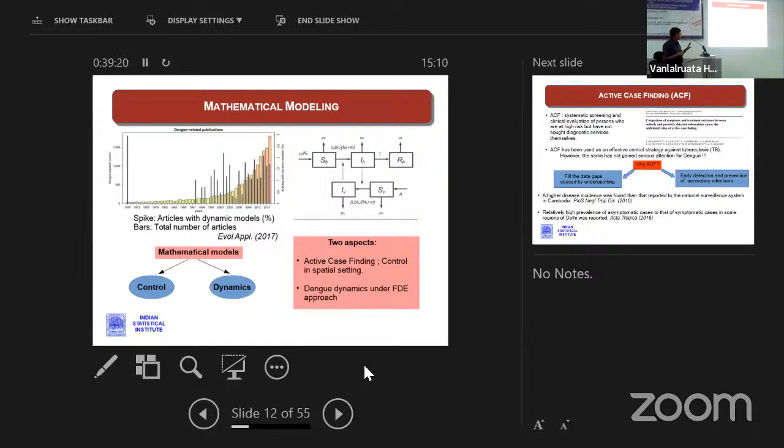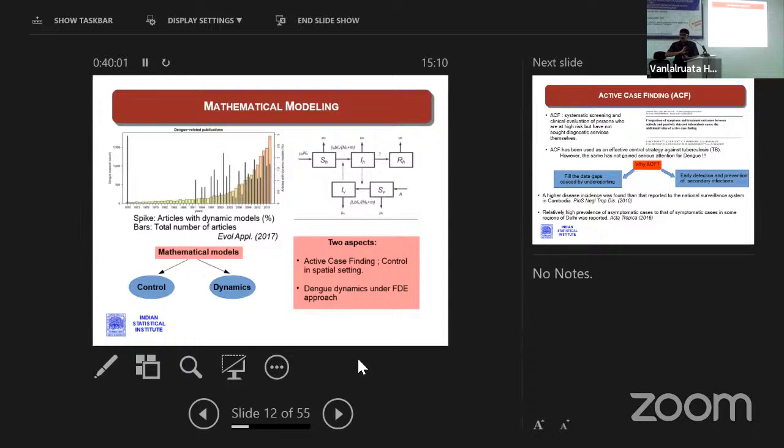So for the control aspect, I take into account active case finding, control in a spatial setting. Active case finding is a new term to everybody. Actually, active case finding was not very popular in detecting dengue, but it is popular for tuberculosis.